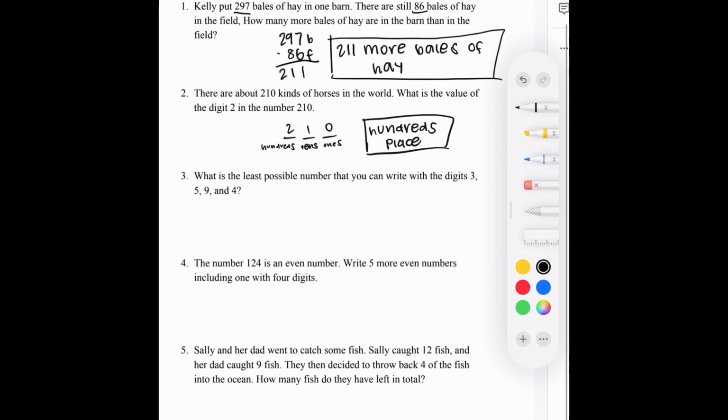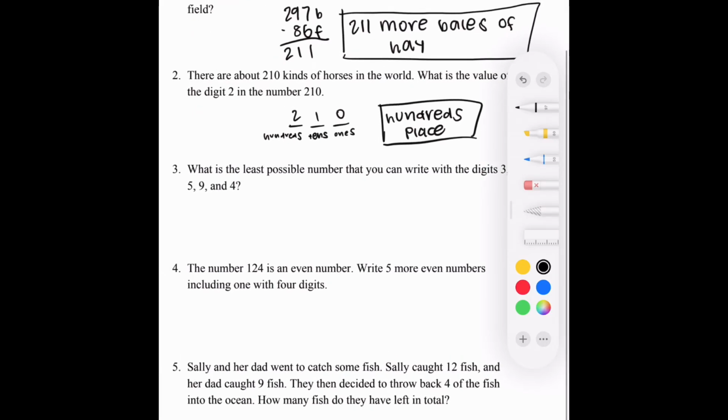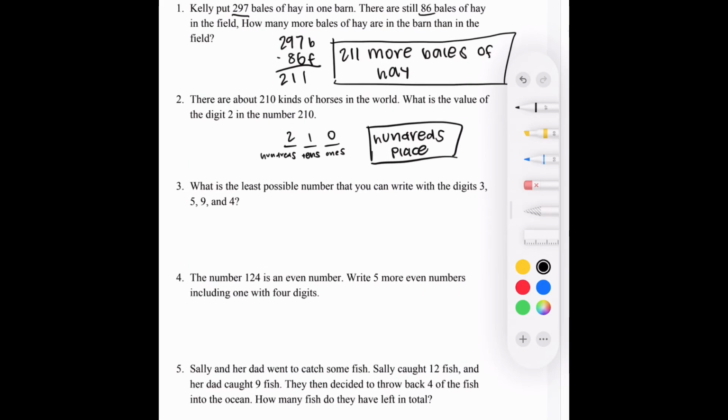Number 3, what is the least possible number that you can write with the digits 3, 5, 9, and 4? So, if you want to make the least number possible, you have to start the left side with the smallest number, because if, let's say it's 3,000, 5,000, 9,000, and 4,000, between these four numbers, 3,000 is obviously the smallest number. So you have to put the 3 in the thousands place.